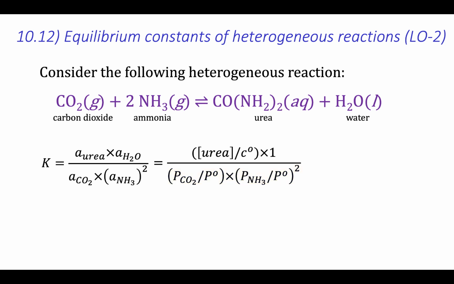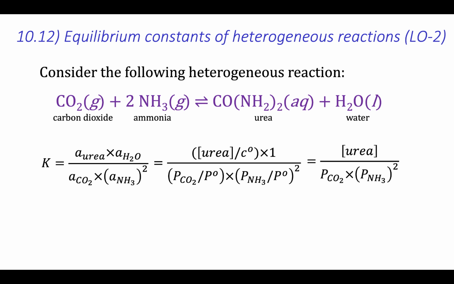But to save time and avoid writer's cramp, we usually don't show the reference concentrations and partial pressures, and we almost never show this unitless 1. So the expression simplifies to the concentration of urea divided by the partial pressure of carbon dioxide times the partial pressure of ammonia squared.